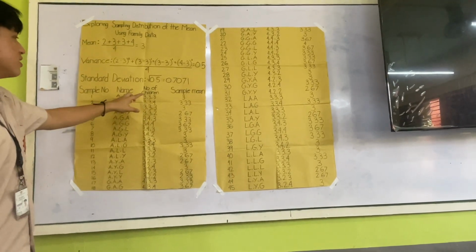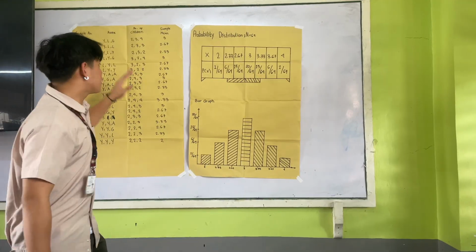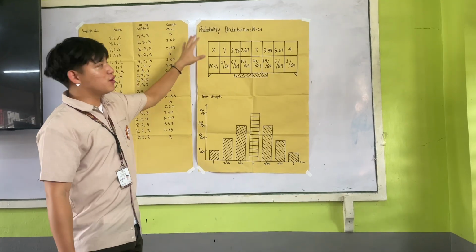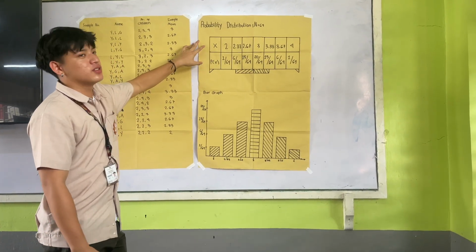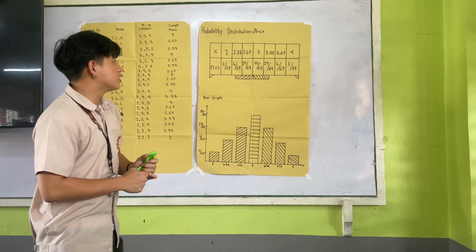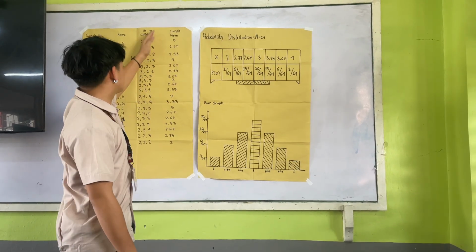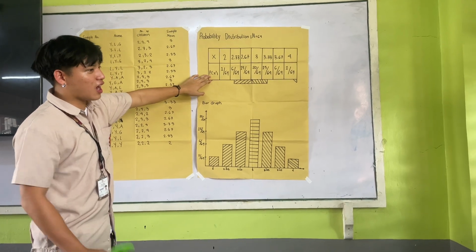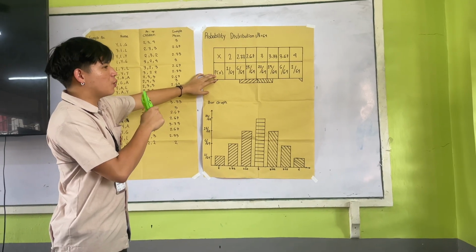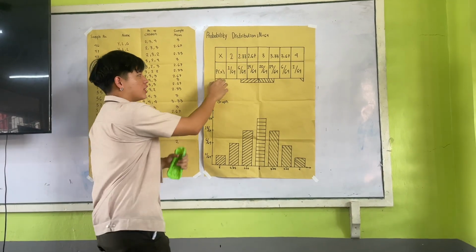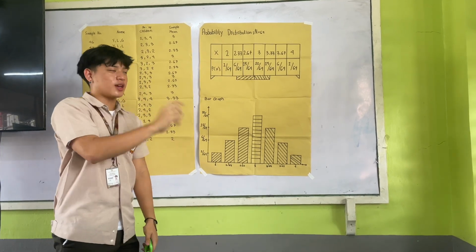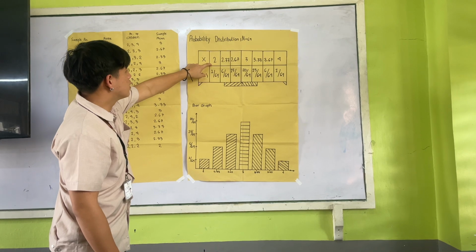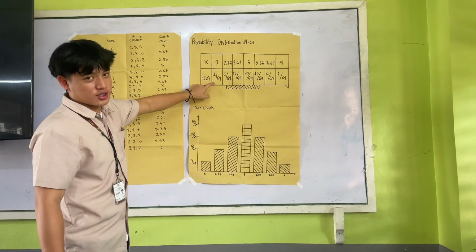So after listing all the possible outcomes in the population table, we move to the probability distribution, which is N equals 64. This X represents the sample mean, and this P of X represents how many times that sample mean shows up in the 64 samples. So here, the sample mean 2 comes 1 over 64.